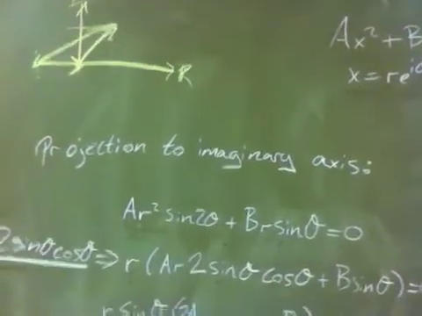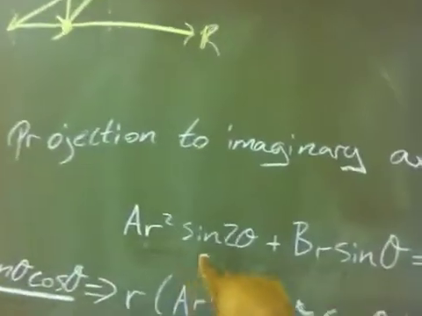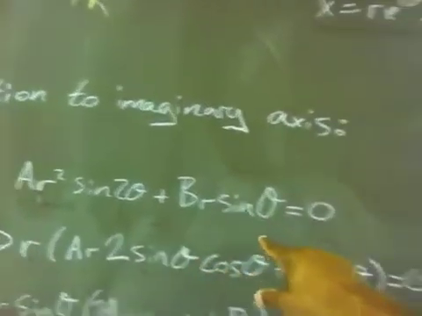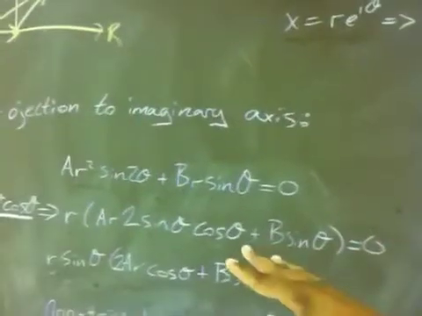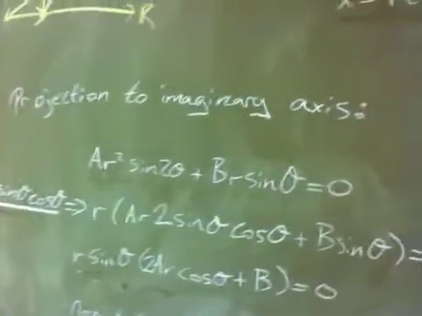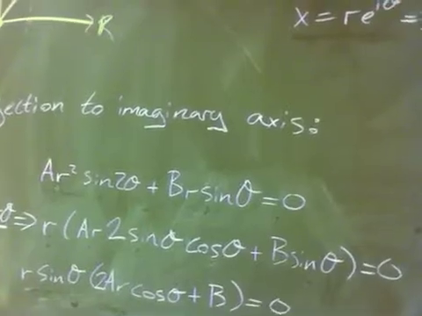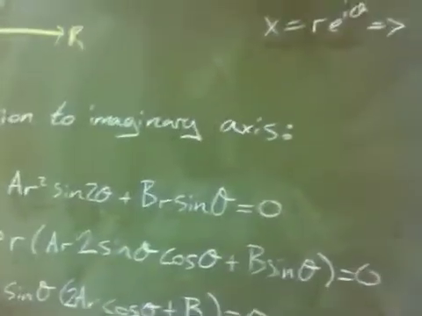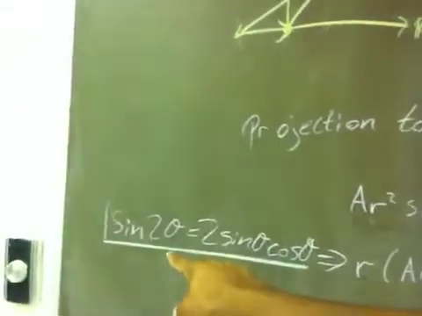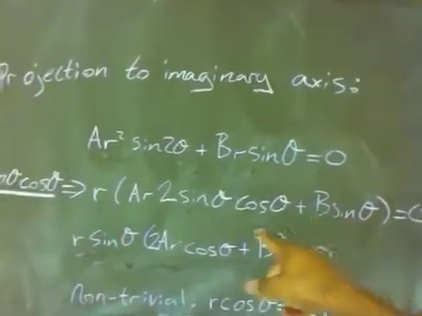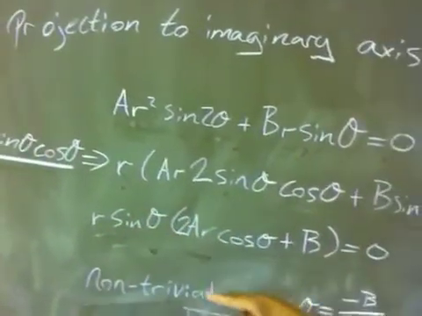Alright? So let's take the projection onto the imaginary axis. That would be ar squared sine 2 theta plus br sine theta equals 0. Alright, now c never contributed to this part because it doesn't have an imaginary part. Now, we have a sine of 2 theta, so that triggered in my mind to use the double angle formula. So I did that. Sine of 2 theta is 2 sine cosine. I also pulled out an r because I have an r in both of these terms. So I pulled out an r and I pulled out sine.